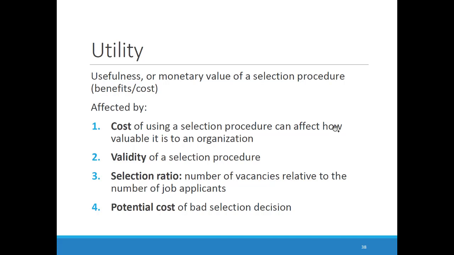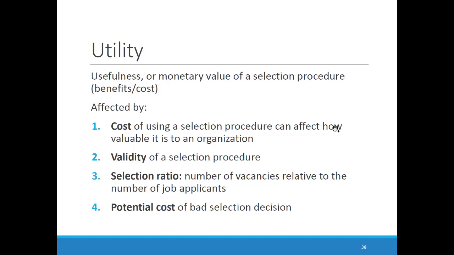So in other words, if your organization is hiring everyone who applies for the job, it doesn't matter how valid your tool is because you're hiring everyone. You don't even really need to use a selection procedure. So assuming that you are trying to be selective and you have a relatively small selection ratio, validity will really make a big difference.